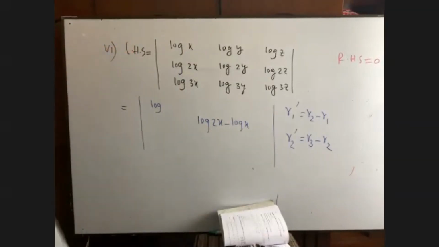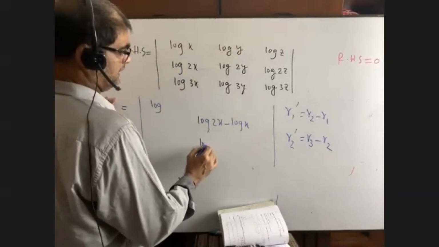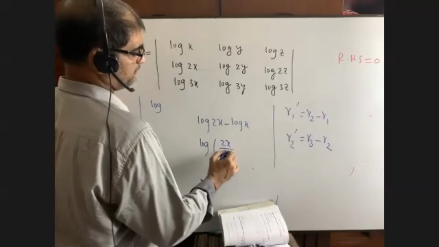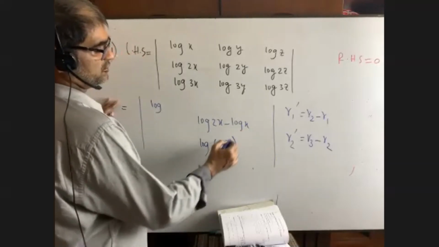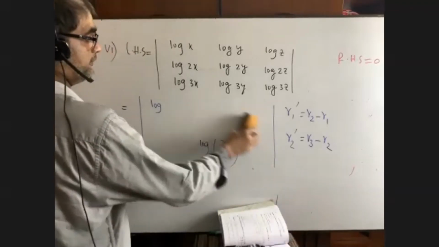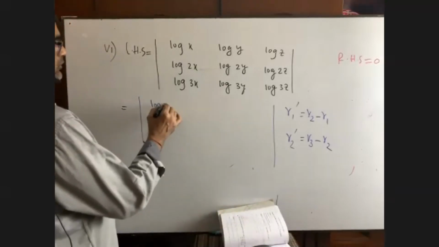I want this answer from all. Log 2x minus log x equals what? Many of you may not know. As it is subtraction, it will be division. The x will be omitted, so we are getting log 2. Is it okay? That means we are getting log 2 here.